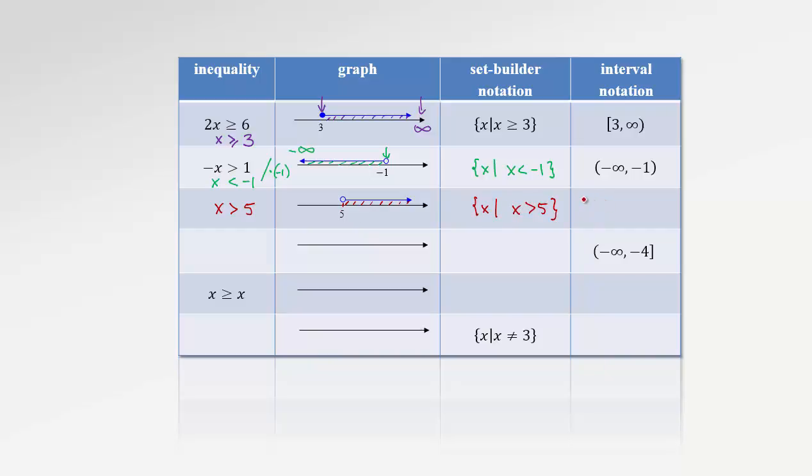However, interval, well, let's start from the left. The first important point is 5, so I need to start with 5. What kind of bracket? Hollow circle means no endpoint, means round bracket. Comma, and I can go until infinity. Positive infinity, round bracket.